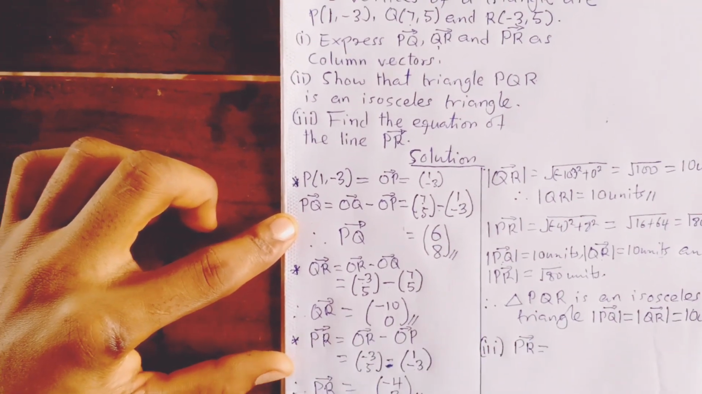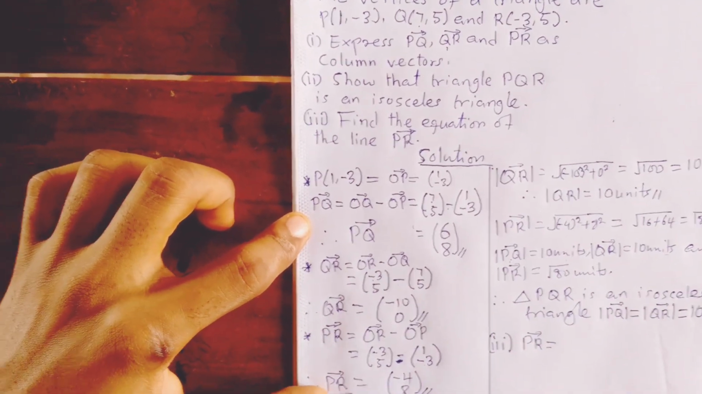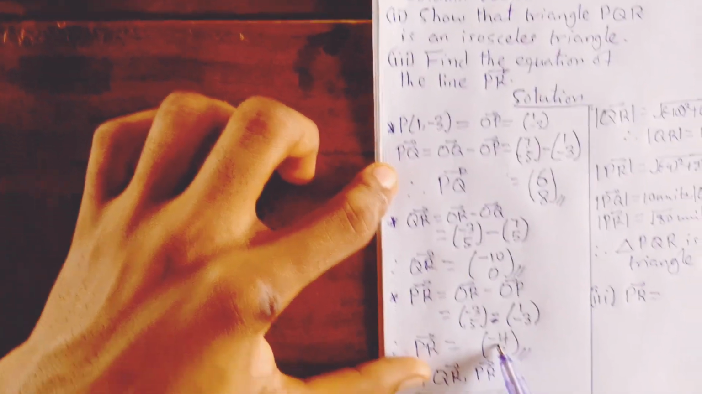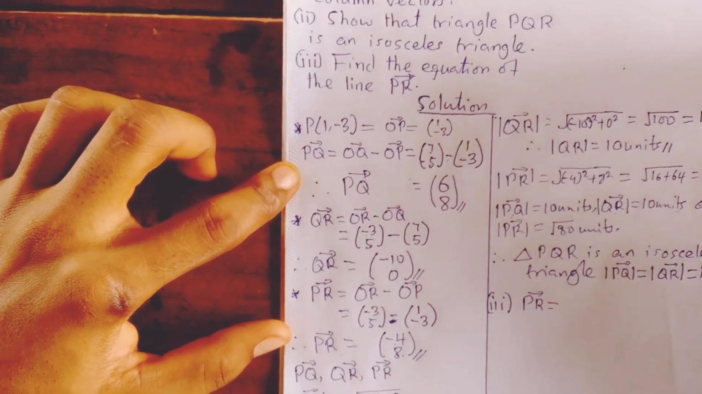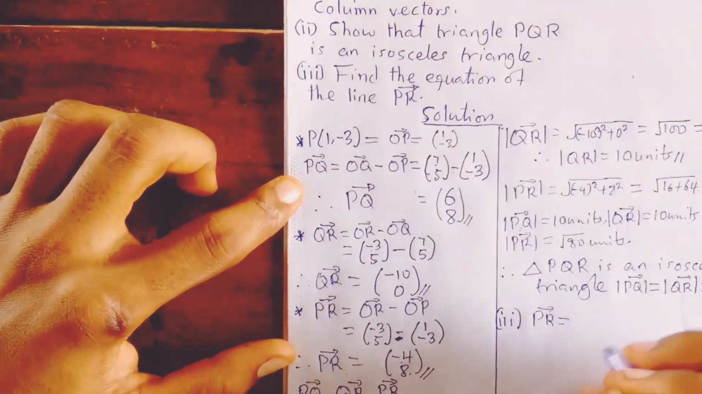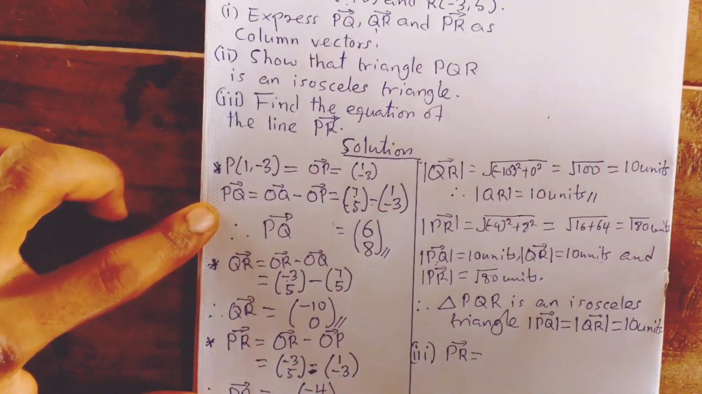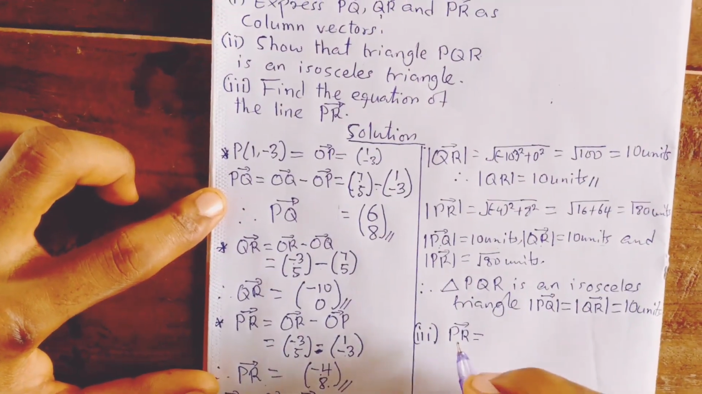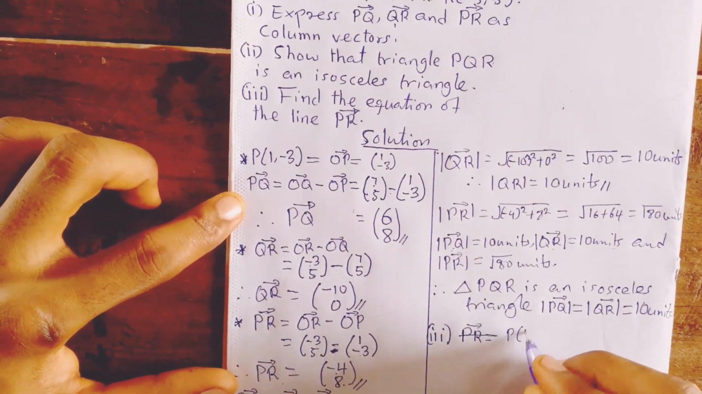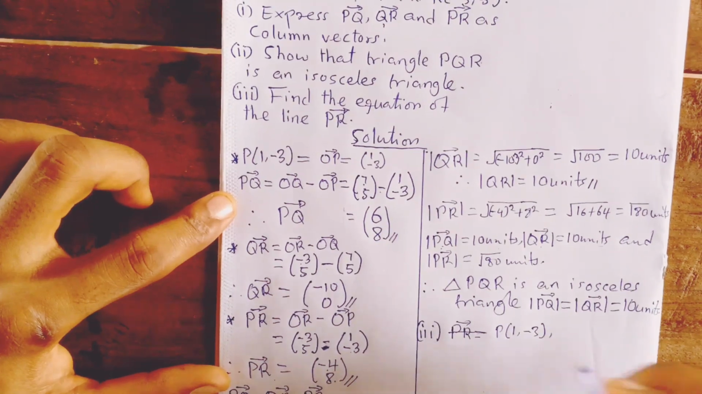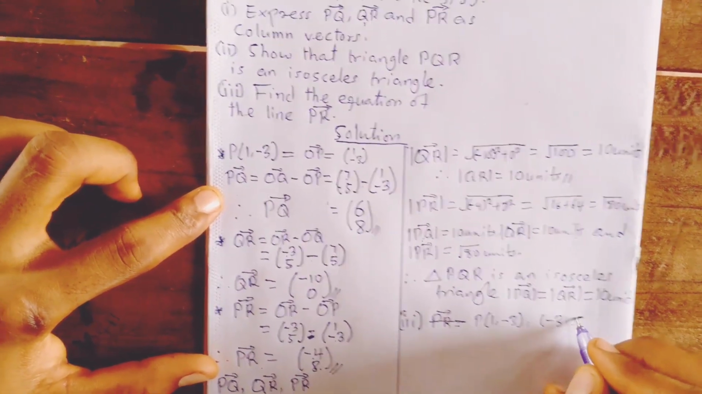Vector PR is equal to, PR is giving us here negative 4, 8. But it says to find the equation of the line. You know, equation of the line, we have to find the gradient, that is m. So it means I'll use P. So let me cancel this one, I'll use it later. So I need my P. P is 1, negative 3, and R is negative 3, 5.